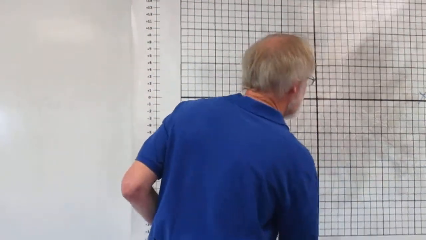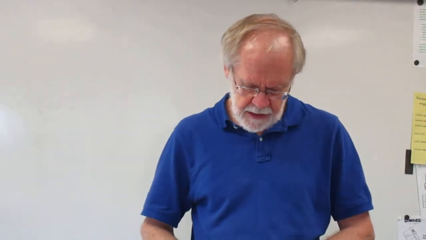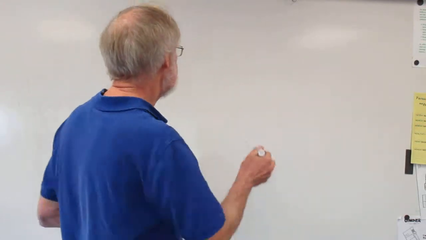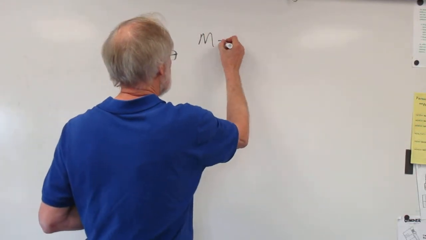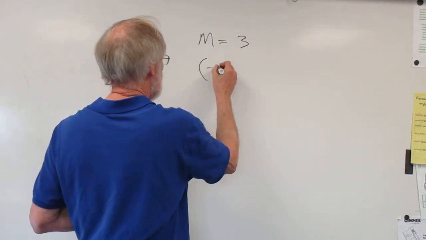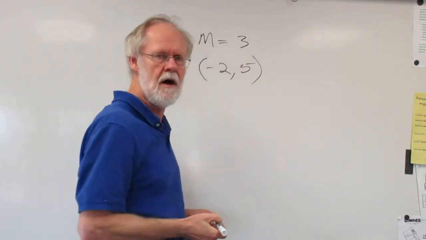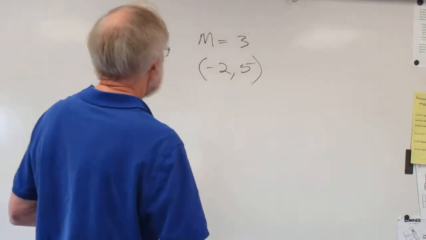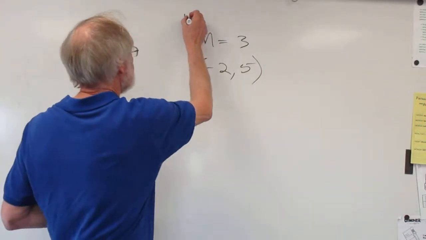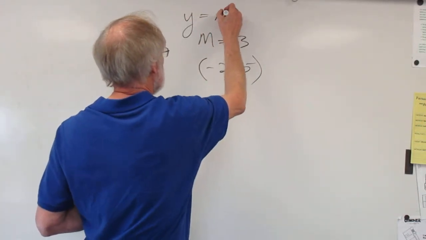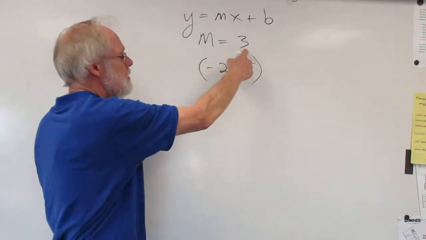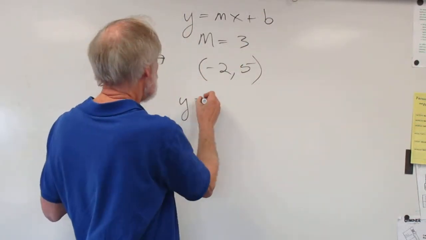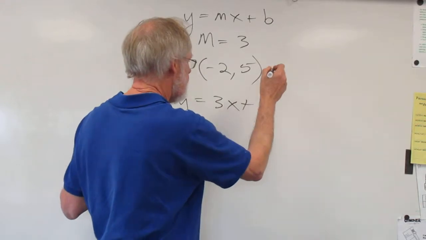And so, for example, let's see, I think we'll move this for the time being and use this space. If you are given a slope of 3 and a point (-2, 5), so m, the slope, equals 3, and there is a point (-2, 5) on the line, and we want to write an equation for that line. First of all, we want it in slope-intercept form, so y equals mx plus b. We know that m, the slope, is 3, so it becomes y equals 3x plus b.